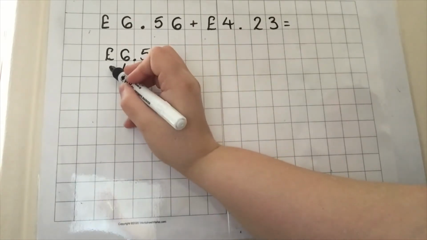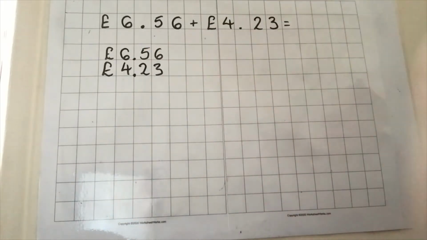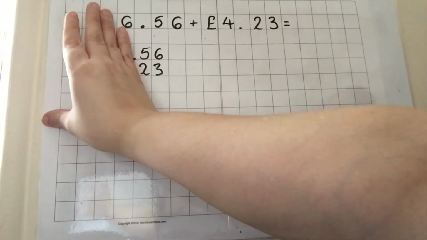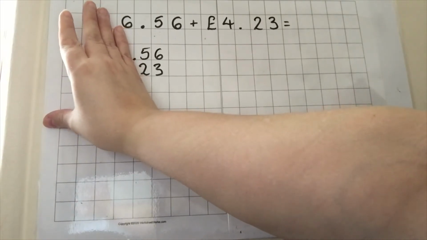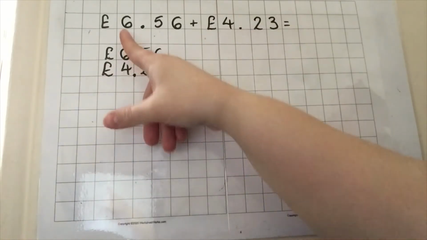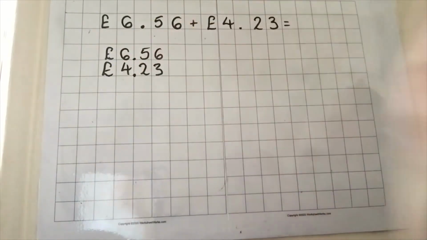And this isn't ice cream, it's money, so we need our pound or our pennies. If we didn't have hundreds, we could just put pennies. We would just put our P at the end. But because we're into the hundreds column, we put our pound sign instead.